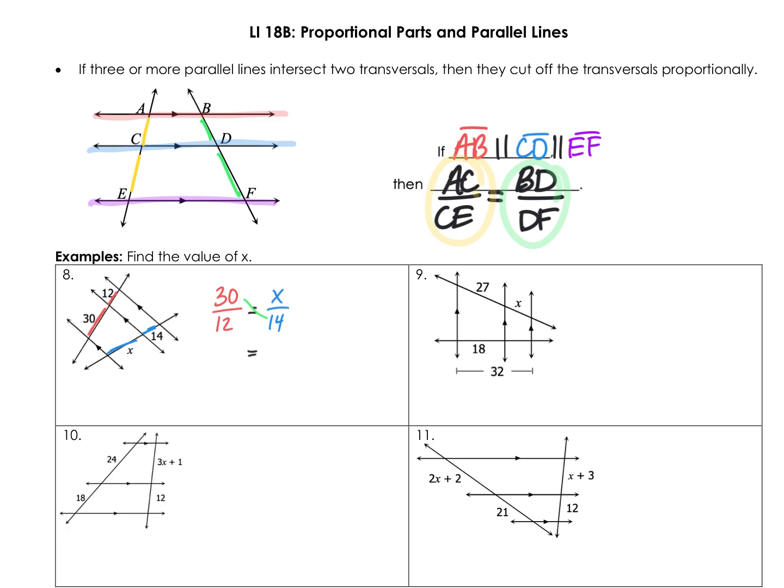That's 420. And then here, 12x. So your answer is 35 after you divide by 12.